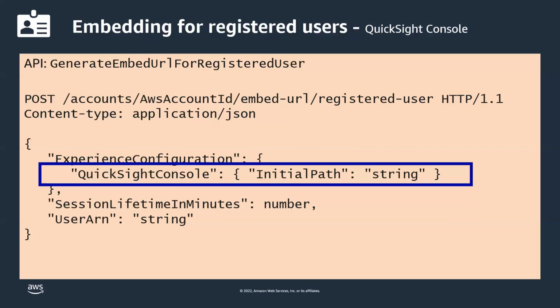Once this is done, you see it has a parameter for initial path. So what is this parameter? This is the landing page users see when your QuickSight console is rendered for the first time, right? We have different paths that you can go to. You can go to the favorites in the console, you can go directly to the analysis, or you can go to the dashboard. That is what the landing page will look like when we log in.